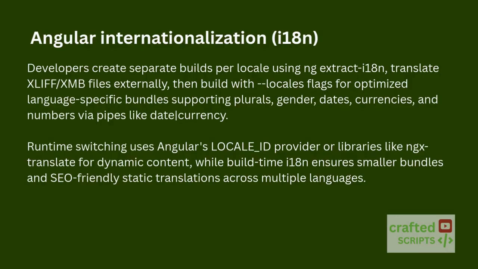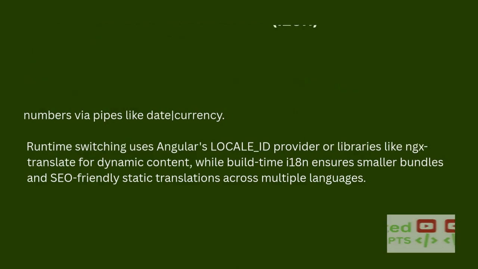with locale flags for optimized language-specific bundles supporting plurals, gender, dates, currencies, and numbers via pipes like date and currency. Runtime switching uses Angular's locale ID provider or libraries like ngx-translate for dynamic content, while build-time i18n ensures smaller bundles and SEO-friendly static translations across multiple languages.